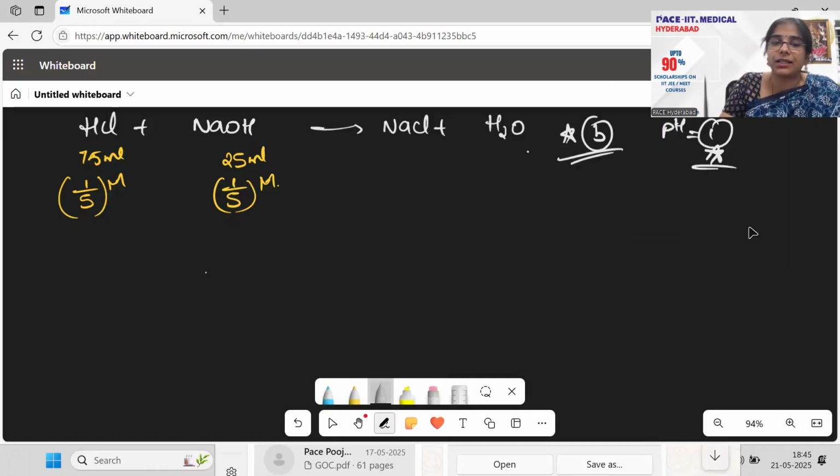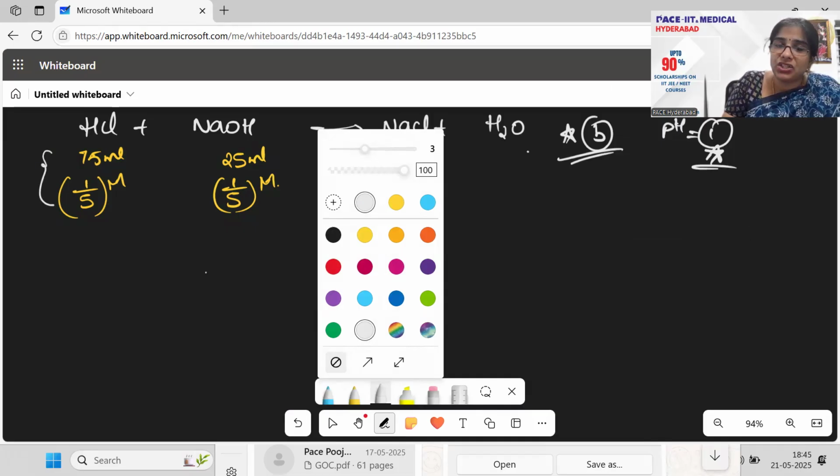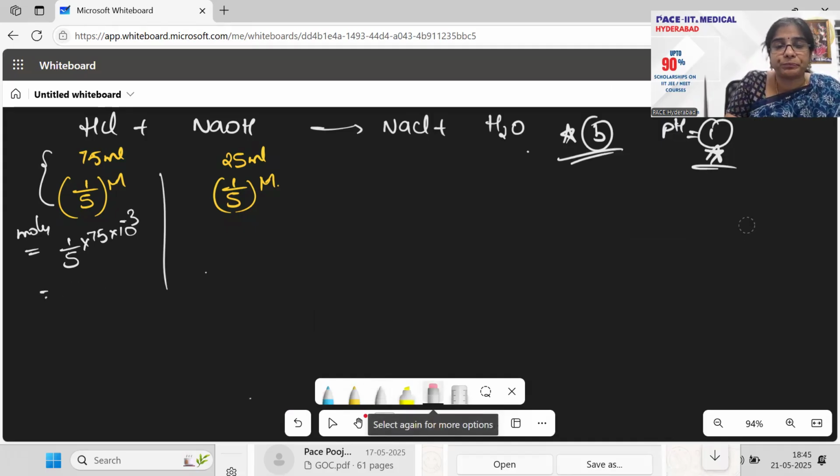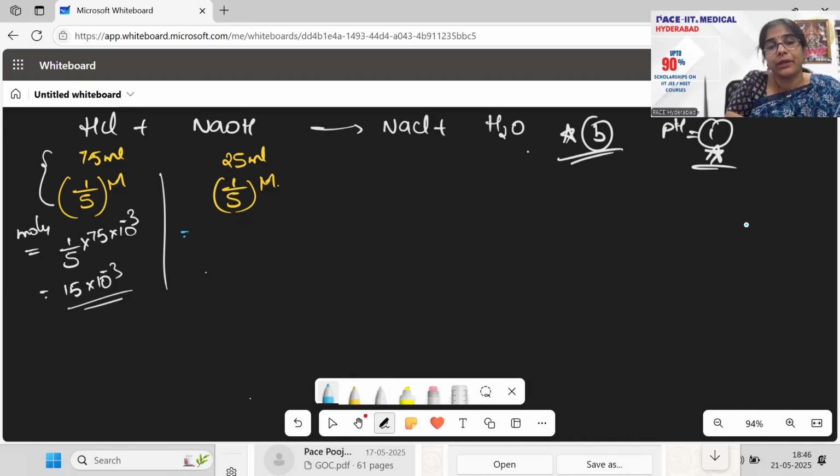So how would we start? Now, when 2 reagents are given to you, always keep this in your mind: always write the moles. Moles is your 1/5 molarity into 75 into 10 to the power minus 3, मत भूलो, और millimoles करके छोड़ दो. That is 1/5 into 75, that would be 15 into 10 to the power minus 3 moles. And how about the moles here? For NaOH, that will be 1/5 into 25 times 10 to the power minus 3, which is 5 into 10 to the power minus 3.